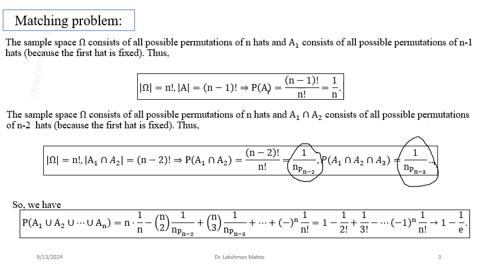If you try to see the series of the exponential function, the Taylor series of the exponential function, what is that? What is the Taylor series of the exponential function e to the power x? You might have seen it in calculus class. It is 1 plus x by factorial 1 plus x square by factorial 2, like that. If you take x equal to minus 1, what will you get?